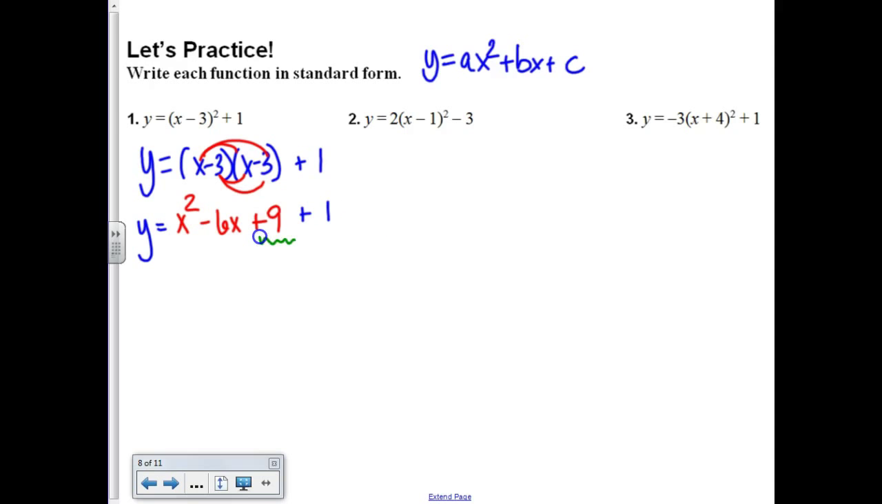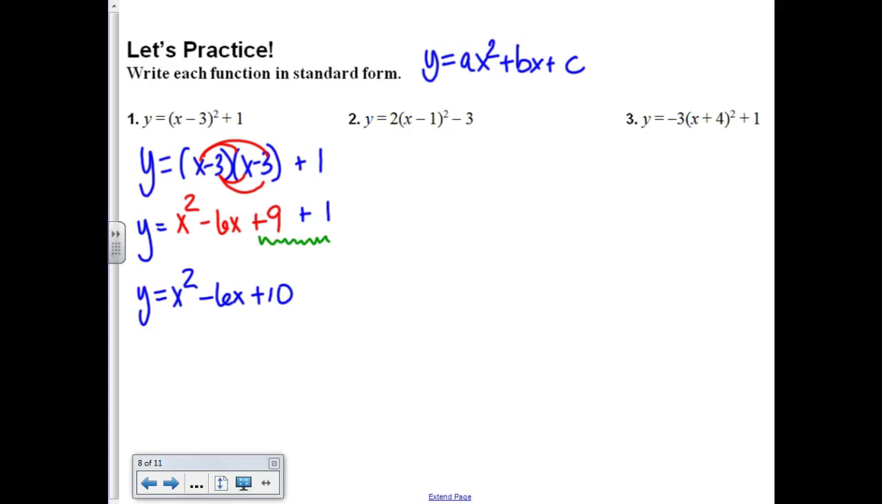So all we're going to be able to combine here at the end is the plus 9 and the plus 1. So standard form here is x squared minus 6x, and that becomes a plus 10. Question, where's the y-intercept on this graph? At 10, good. Standard form is really awesome for finding a y-intercept.